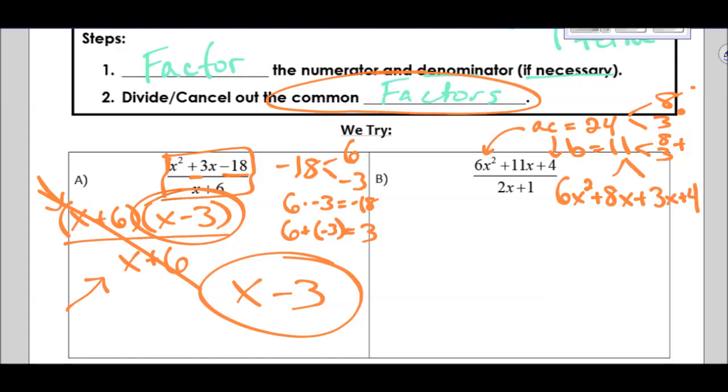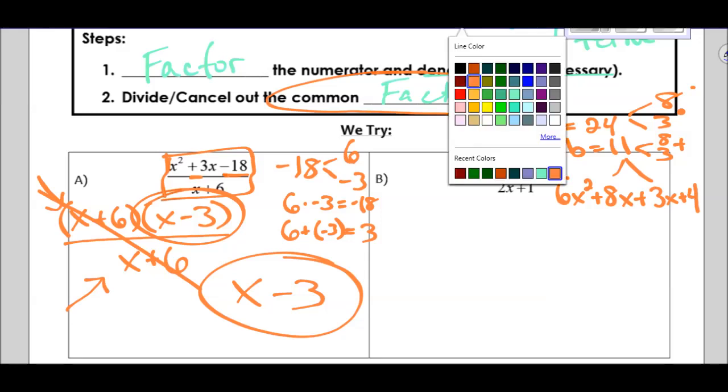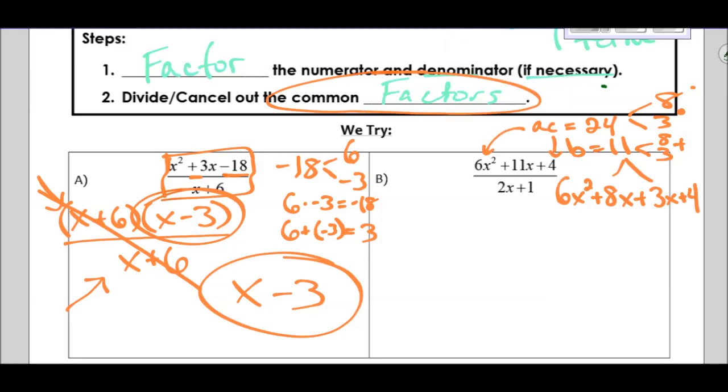This came from 11x. Now I'm going to do the grouping step of factoring by grouping. I'm going to group these two, and I'm going to group these two, and I'm going to take the greatest common factor out of the first two and factor this second set of parentheses so it looks exactly like whatever I get from this one. So I'm going to divide out 2x from each of those.